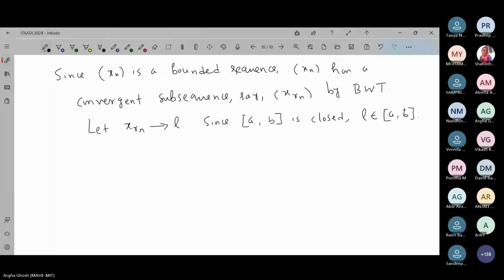Also, mod of XRN minus YRN is less than 1 by RN, by construction. And 1 by RN converges to 0 as n tends to infinity. Fine. So all these together will imply that YRN also converges to L.